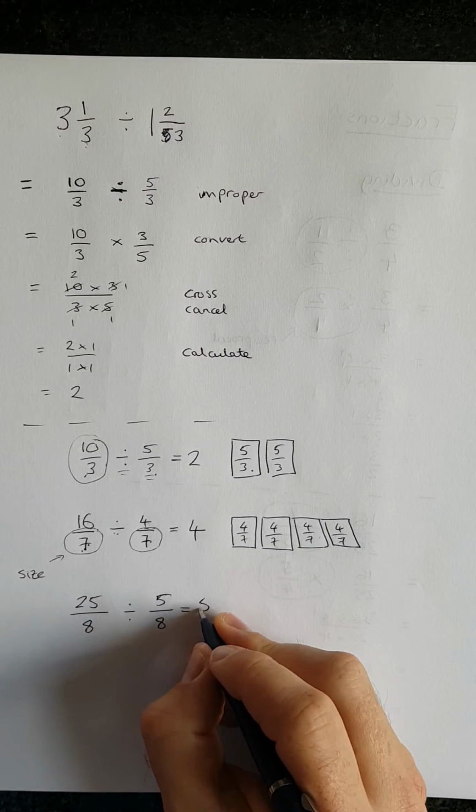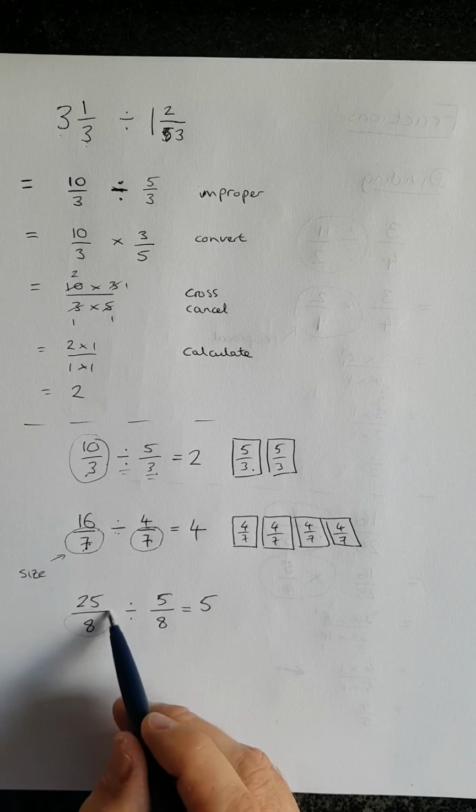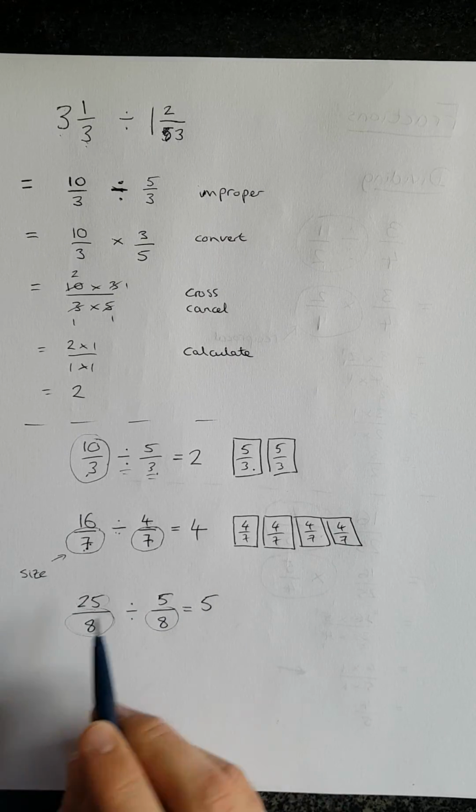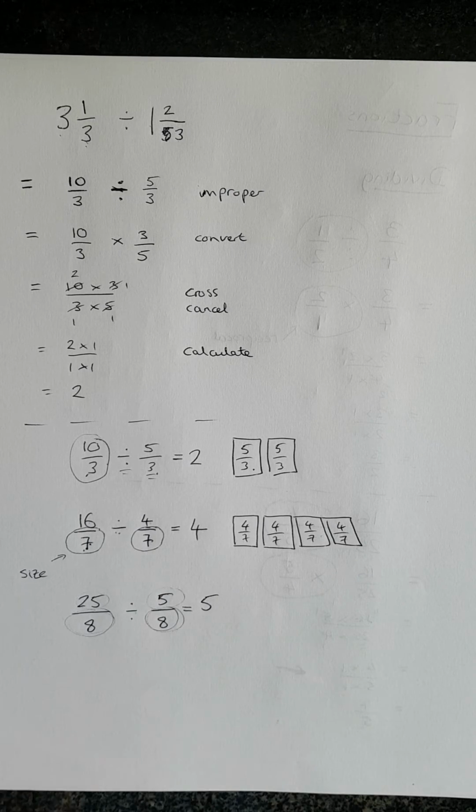That's right, because the pieces are the same size. 25 pieces that are this big divided by 5 pieces into 5s that are the same.